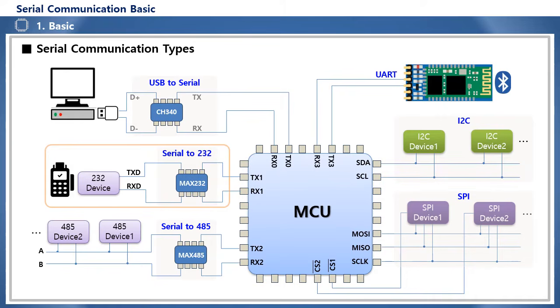The MCU's TTL-level serial signal is converted into a high-level amplitude signal of approximately plus or minus 12 volts through the serial to RS-232 conversion IC, MAX232, and is transmitted to a remote RS-232 device or terminal for communication. It is a point-to-point or one-to-one communication method, and can control devices that support RS-232 communication, such as POS terminals.